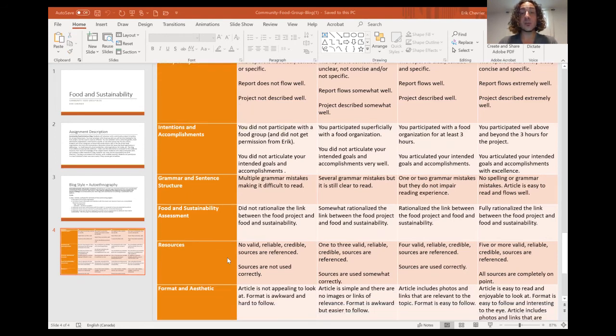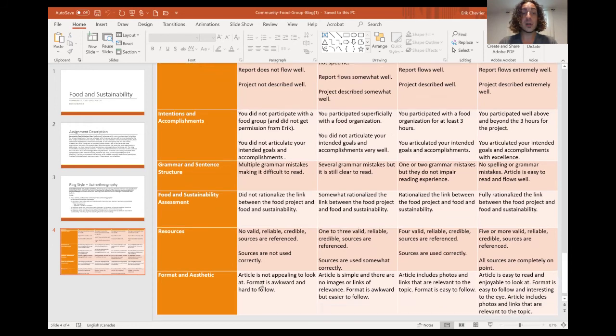Resources, so you do need to incorporate things that you've learned in the course or external resources. It could be stuff just from our readings, or it could be stuff that you've done other research on. Form and aesthetic: considering it's a blog, it would be nice if you could make it look like a blog, but I'm not putting the majority of your weight on form and aesthetic.